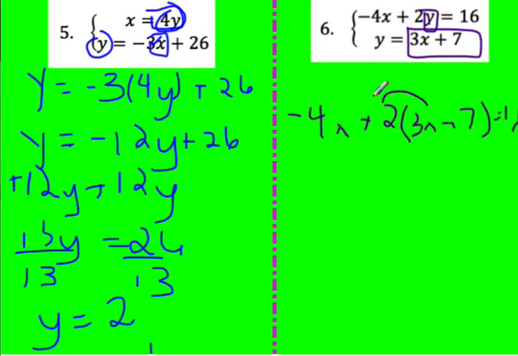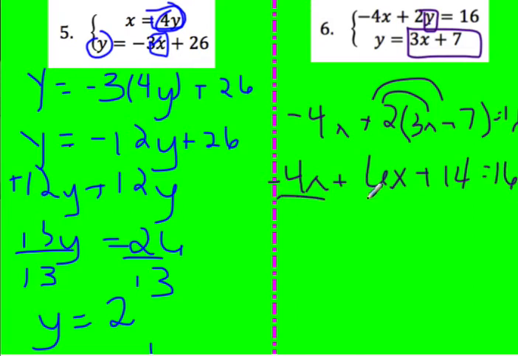So the first thing I want to do is distribute that 2 into everything that I substituted for y. So I get -4x, 2 times 3 is 6x, 2 times 7 is 14, and that's going to be equal to 16. So now I want to combine my x's. -4x plus 6x is going to give me 2x, plus 14 is equal to 16.